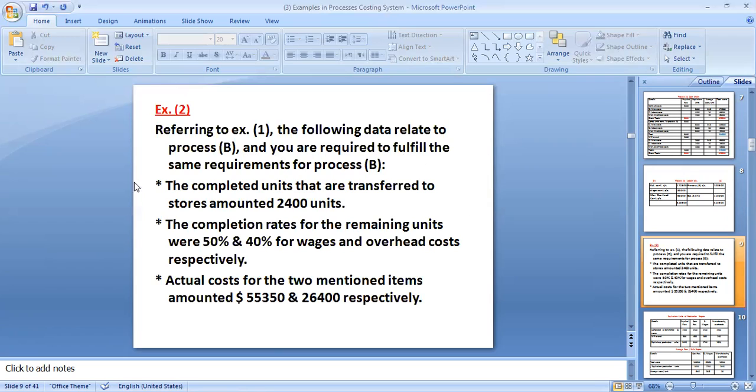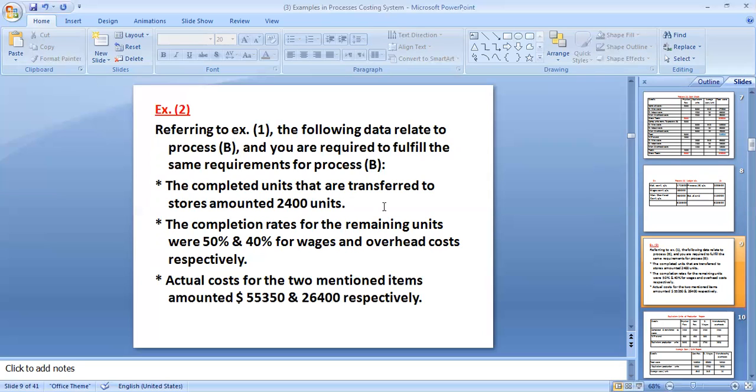Now, referring to exercise 1, or example 1, the following data relate to process B, and you are required to fulfill the same requirements for B. That is the equivalent units of production report, then the average cost per unit report, the cost report or cost sheet, then the ledger account. The completed units that are transferred to store: 2,500.